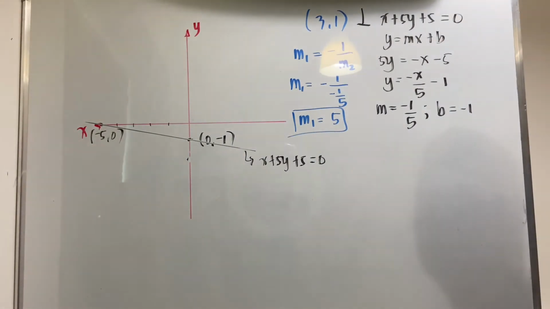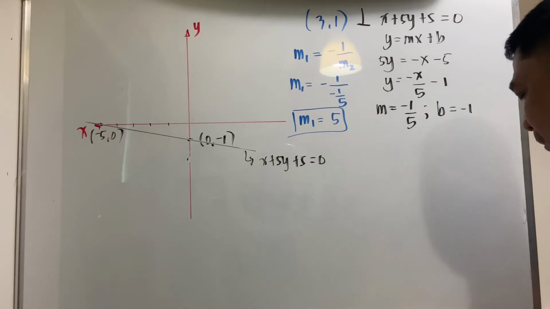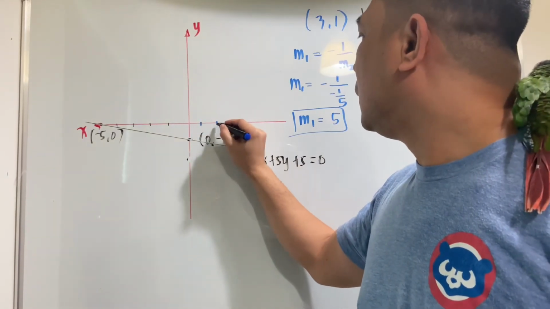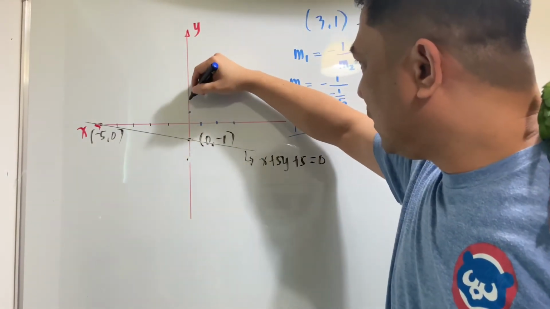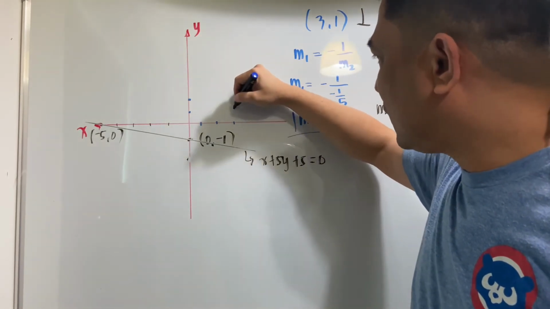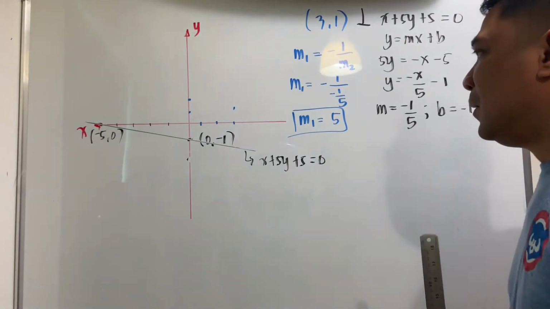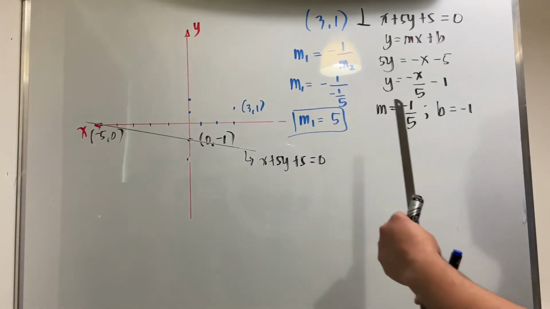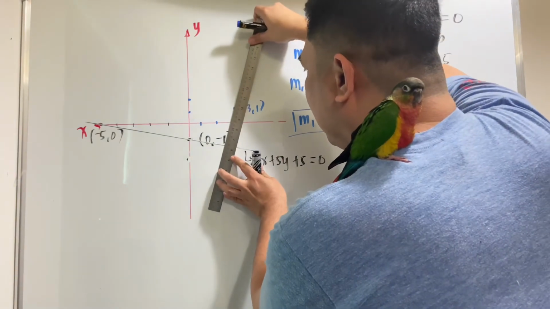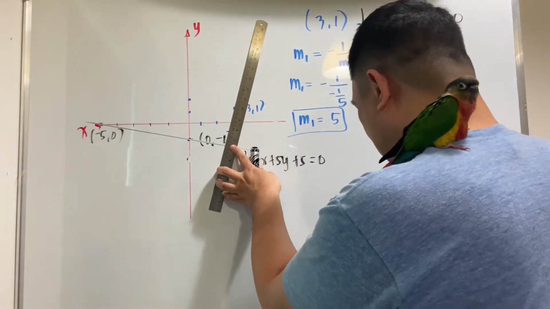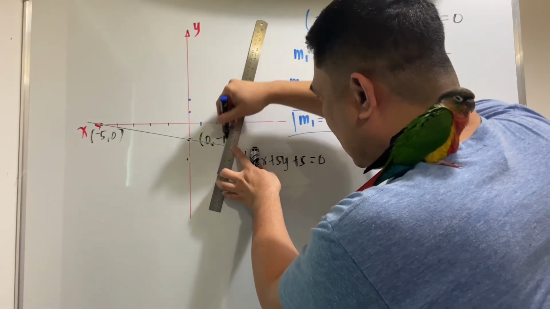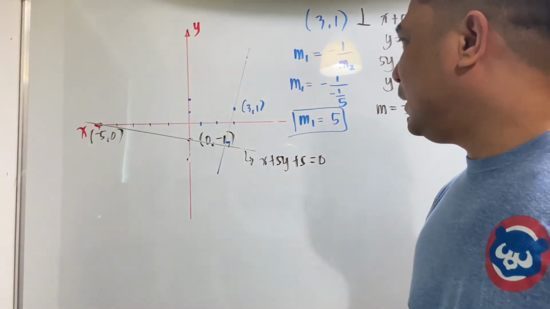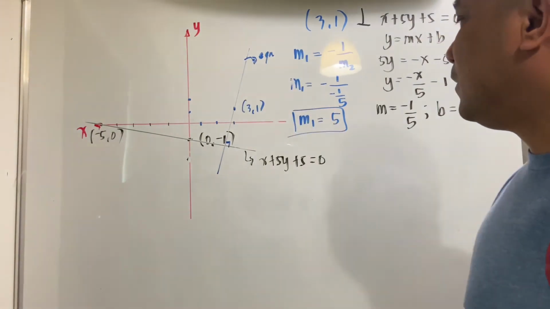Okay? So there's another line which is passing through 3, 1. So where's 3, 1? So 1, 2, 3, and 1. So passing through 3, 1, somewhat like this. Okay? This one is 3, 1, and it's perpendicular. So that means the graph of this one is somewhat like this. Okay, so this is the point, and it's perpendicular, so you'll have 90 degrees. So we are asked now to find the equation of this line.